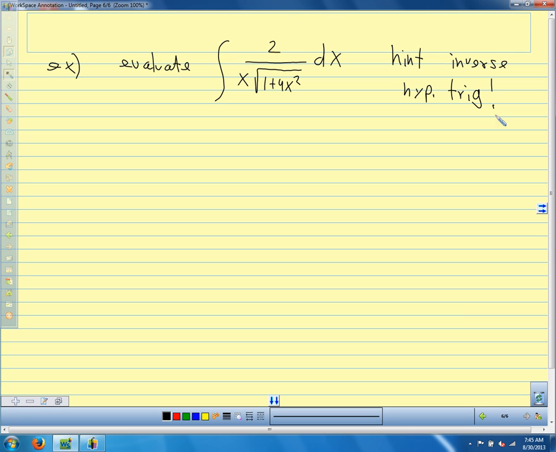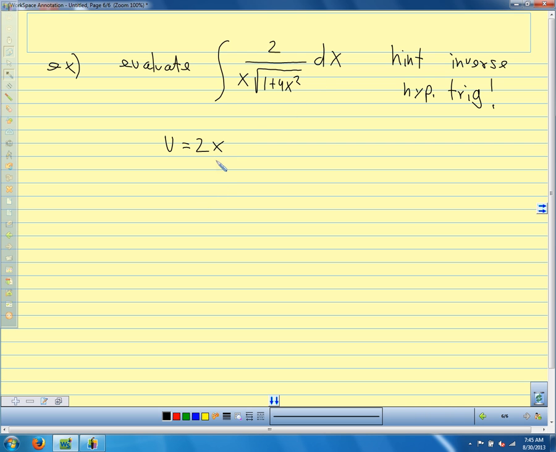Which one? It kind of looks like the third form. So if we're going to substitute into our formula, what would u be in our formula? 2x, because we have u squared, right?